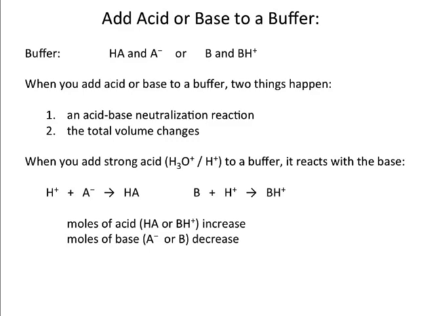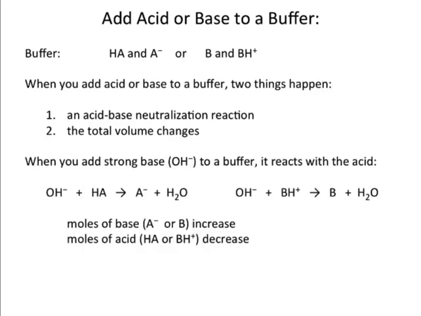And so when you add strong acid, for example, to a buffer, it's going to react with the base. So you're going to make more acid and you're going to have less base. Because you add strong acid, it takes some of the base that's already there and it protonates it to make its conjugate acid. Or in the other version of this, if you have the conjugate base of a weak acid as the base component in your buffer, then you're going to make less of that because you're going to protonate it and turn it back into the original weak acid.